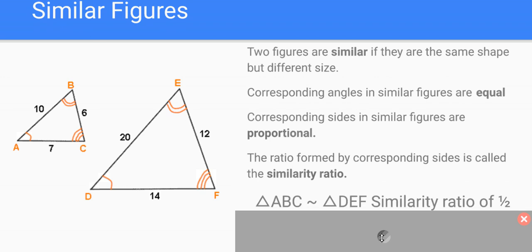Just for the sake of the notes, I picked ABC is similar to, and that little squiggle, I think it might be called a tilde, DEF with a similarity ratio of 1/2. Because we're comparing ABC, the small, to the large, it's 10 over 20, 6 over 12, 7 over 14. What's important to note is all of the corresponding sides have to have the same similarity ratio. It can't just be 10 to 20, then 6 to 18, and so on. They all have to be the same. And you could reverse that and say that DEF is similar to ABC with a similarity ratio of 2.